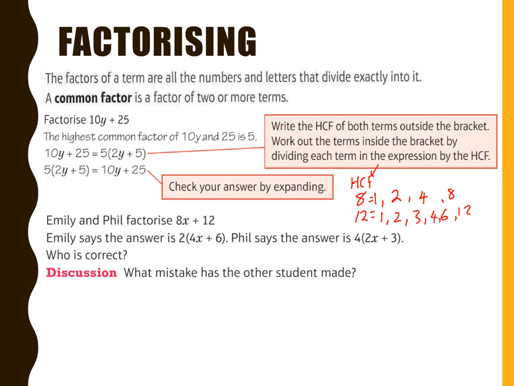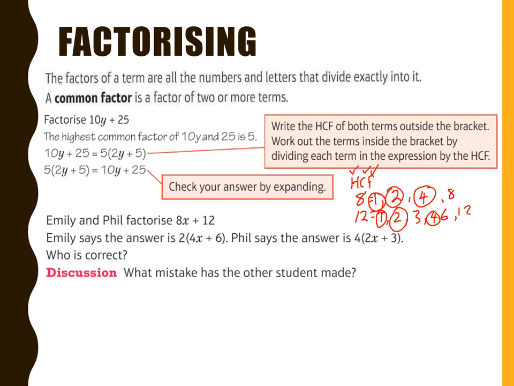So I need to circle the common ones. This is common, and this is common. This is common. And this is common. There's no other common numbers. So I've done my common factors, and so which one is the highest? The highest is actually 4.